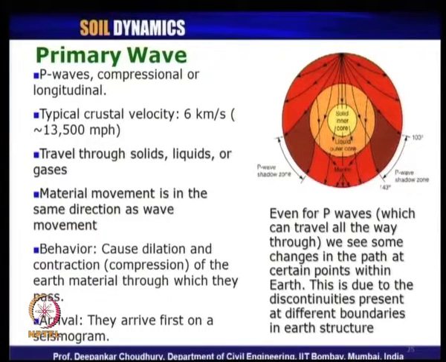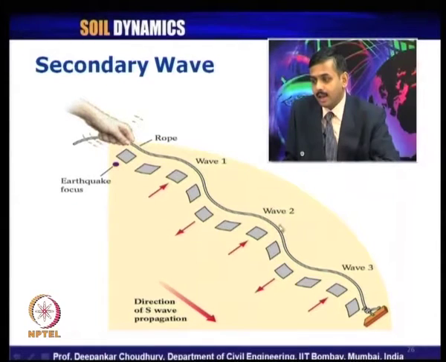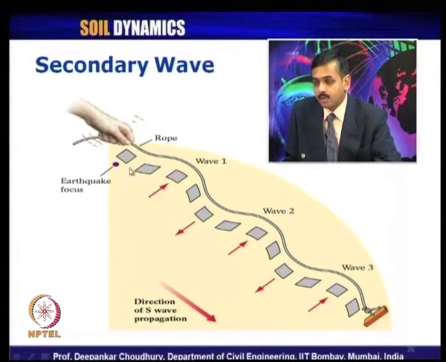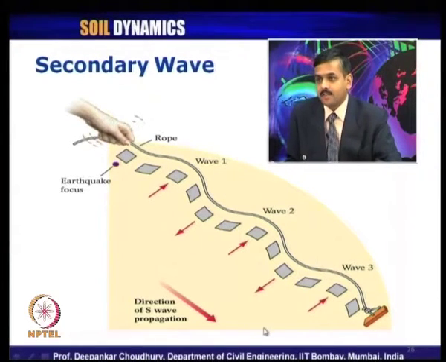Now, let us continue with the same thing for today's lecture with the next type of wave, that is the secondary wave. So, what is the basic behavior of the secondary wave? Suppose the earthquake focus is here and the direction of S wave propagation, or secondary wave propagation, is in this direction, then its behavior is something like, if you use a rope and it continues vibrating like this. So, it is vibrating in this direction and this direction, this direction and this direction. So, this is the direction of motion of the particles.